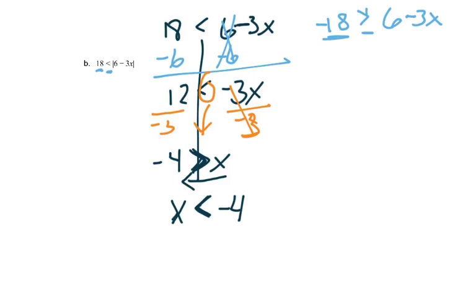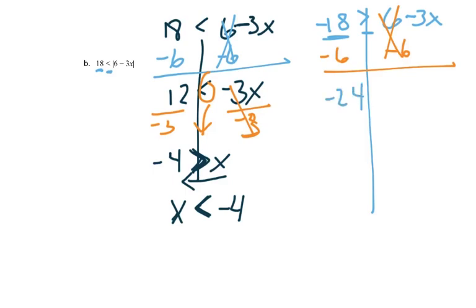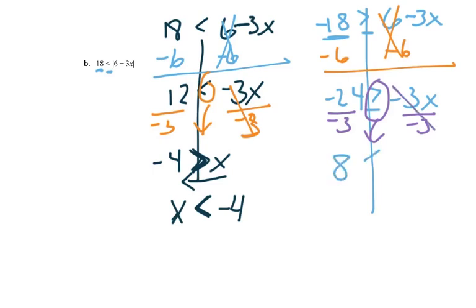So let's do the same thing over here. We'll start by subtracting 6 from both sides. So that gives me negative 24 is greater than or equal to negative 3x. And then I'm dividing by a negative 3, so that means this gets changed because it's a negative number. And that leaves me with 8 is less than or equal to x. Again, I can rewrite it, but this time it has to stay opening to the x.